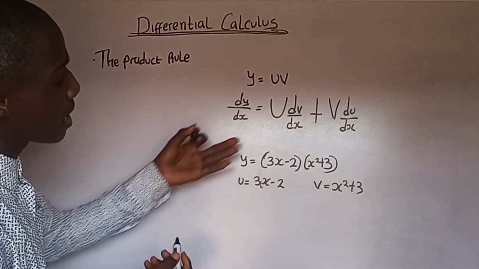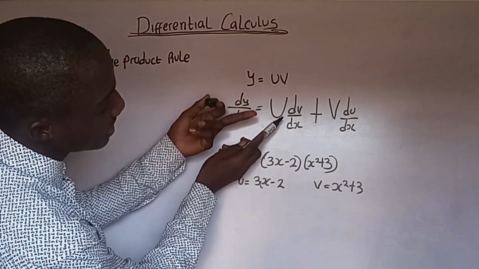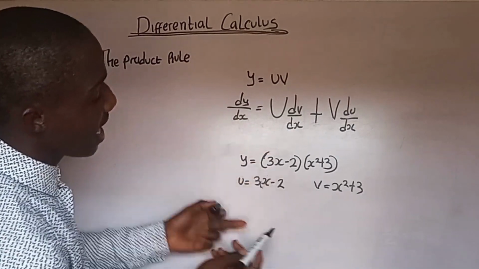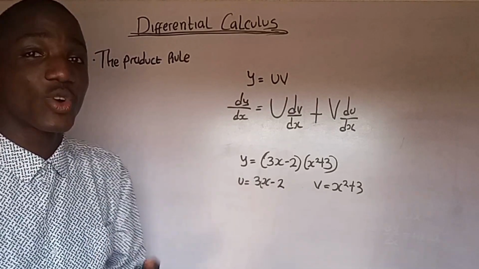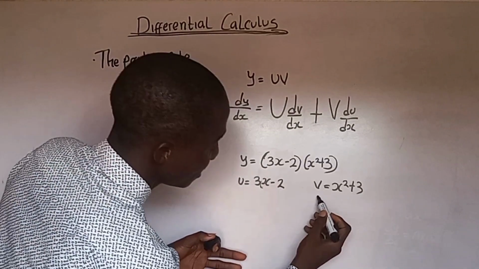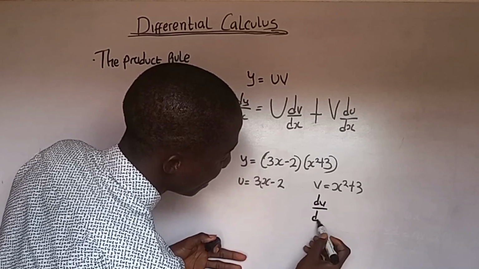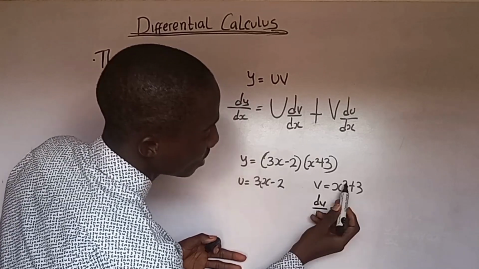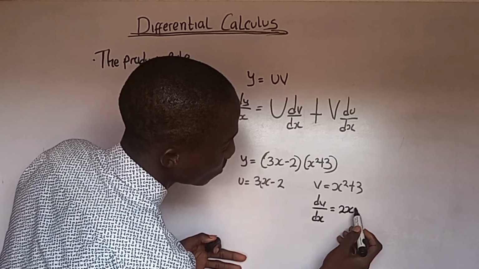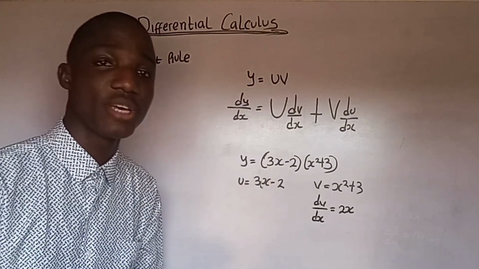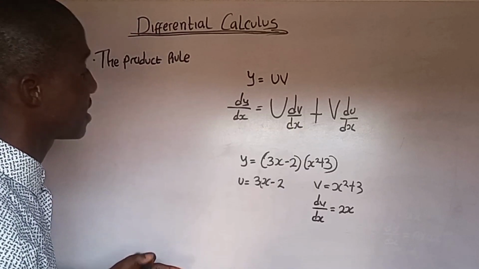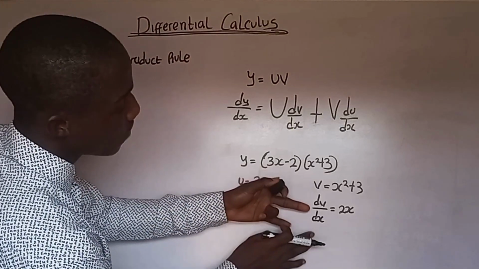The next thing is to go back to the formula. You see that you need dv over dx, and this is your v. Using the power rule of differentiation, you can proceed and say dv over dx is equals to 2x raised to the power of 1, which is 2x. Differentiating a constant will give 0, so there is no need of writing that. You have found your dv over dx.